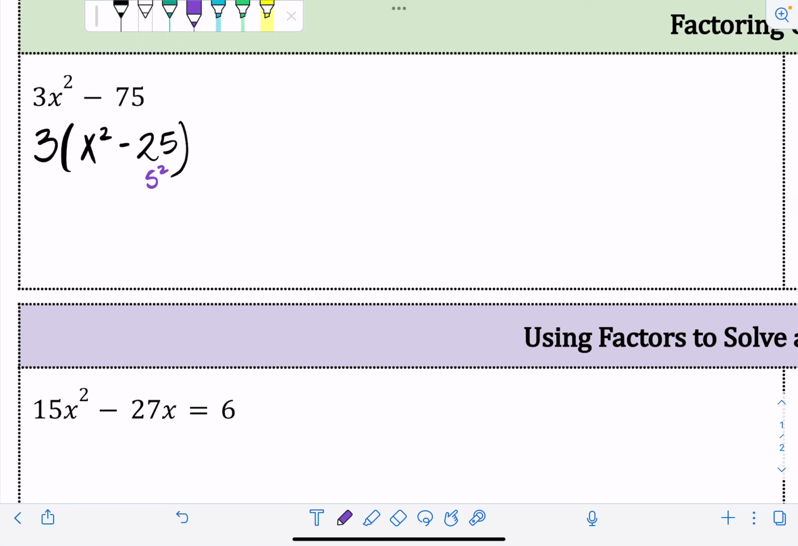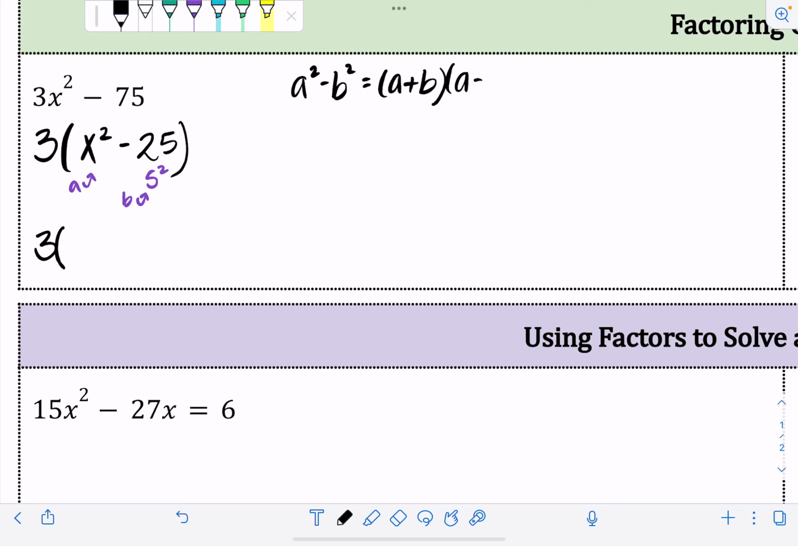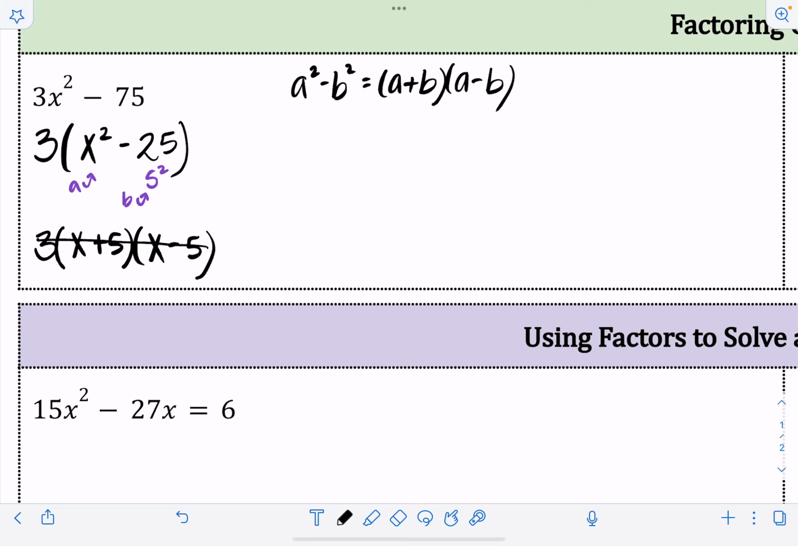In this case, it's x squared minus 5 squared, so my a would be x and my b would be 5. I have to leave this 3 out in front, it can't just disappear. From there, difference of squares, the pattern is a squared minus b squared, so it factors into a plus b times a minus b. So it becomes x plus 5 times x minus 5. Oops. So 3 times x plus 5 times x minus 5.